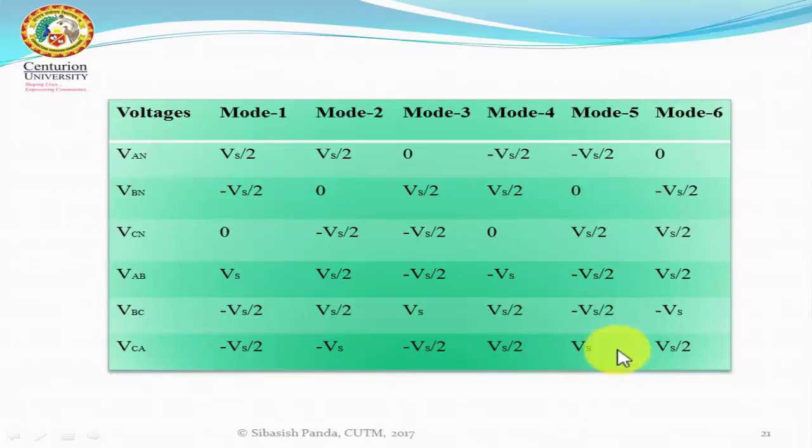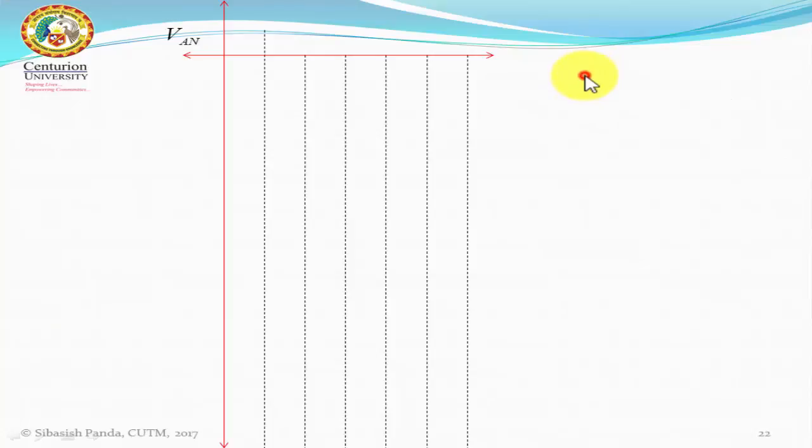Okay. So like the 180 mode, we will make the table. We will write AN, BN, CN, all the phase voltages together and the line voltages together. For all modes, what is the value of AN? Vs by 2, Vs by 2, 0, minus Vs by 2, minus Vs by 2, 0. It will help us to draw the waveform. So let us draw the waveform now. What is AN? Vs by 2, Vs by 2, then 0, then minus Vs by 2, minus Vs by 2 and 0.